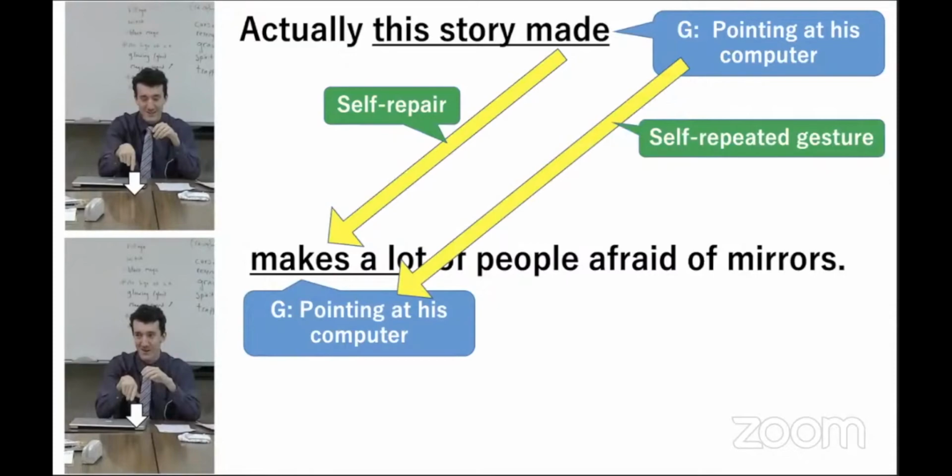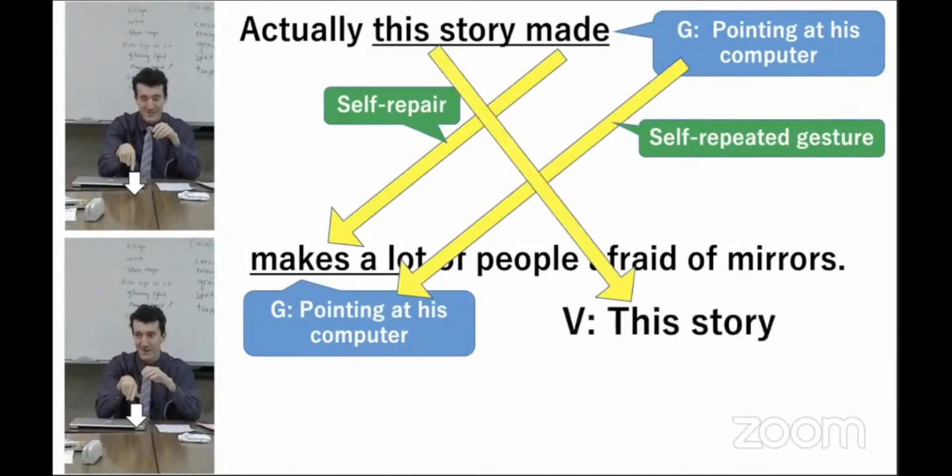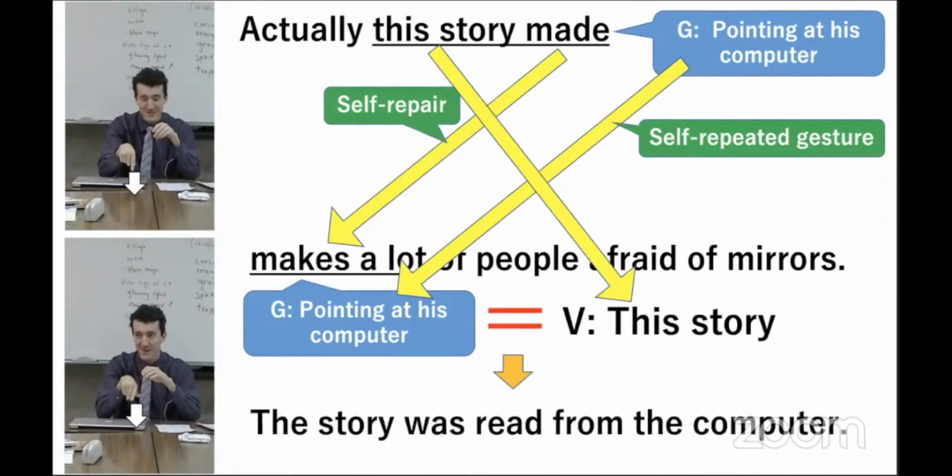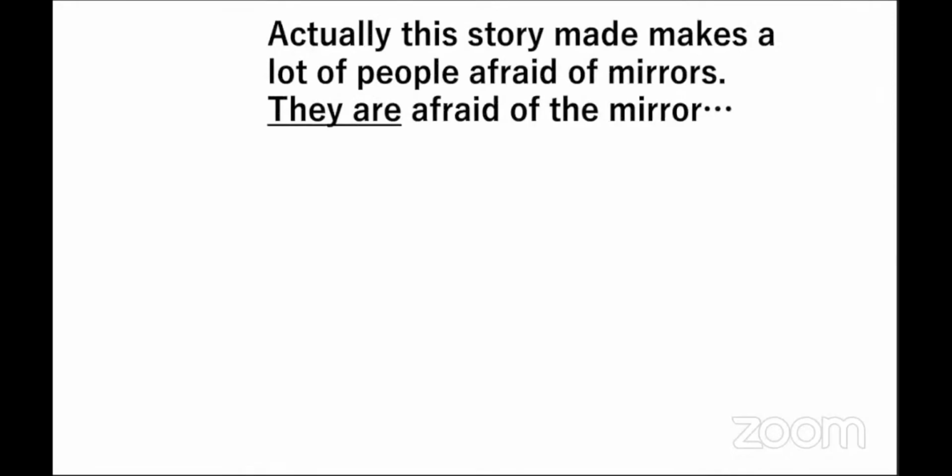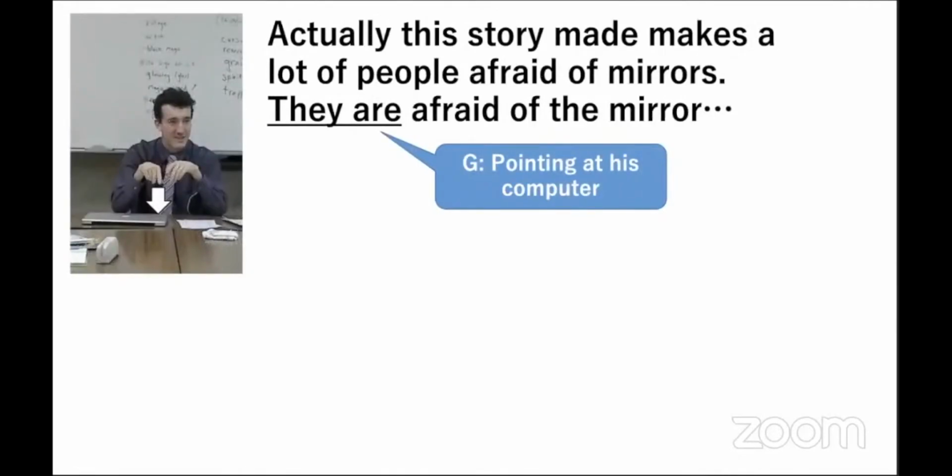Okay, and also he pointed at the computer again, and this is called a self-repeated gesture. Verbally, what does he refer to? He was referring to this story. So in this case, the verbal referent, this story, and the gesture referent, pointing at a computer, were matching because the story was read from the computer. So it was perfectly matched. And then he goes on to say they are afraid of mirror, and then he again pointed at the computer.